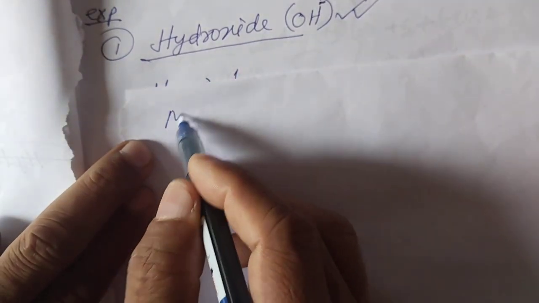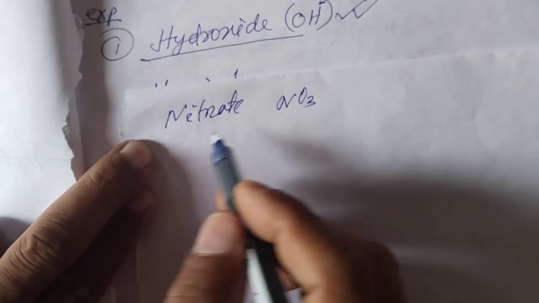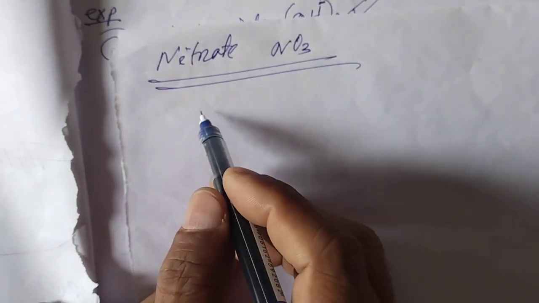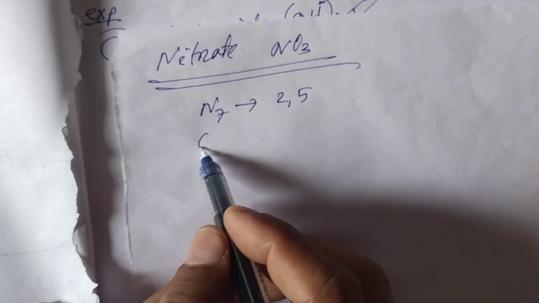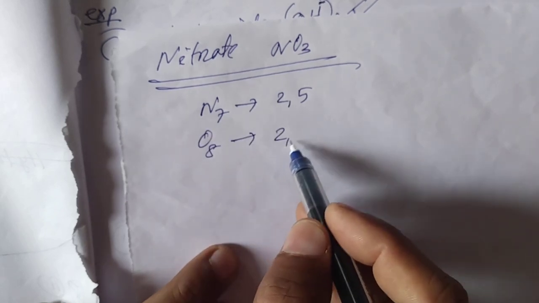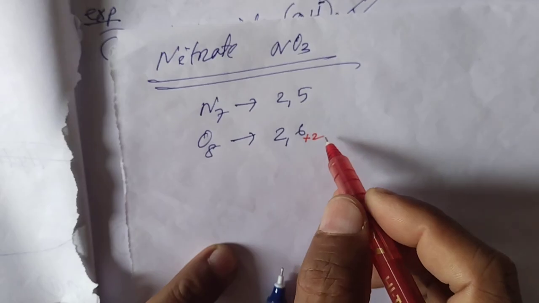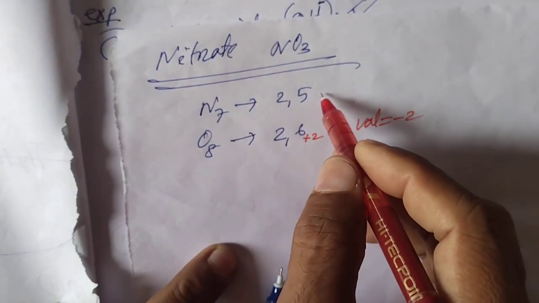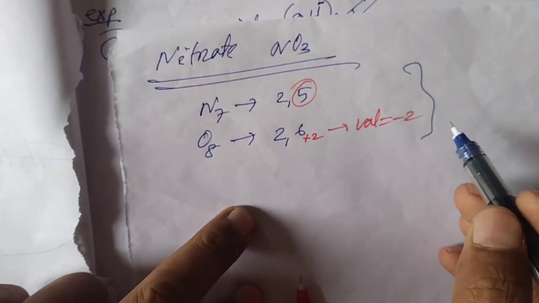Nitrate, I am taking the next compound, a polyatomic compound, nitrate, NO3. What will be its valency, you see? Here hydrogen is not there, so oxygen has negative valency. Nitrogen 7, 2 and 5. Oxygen 8, it will be 2 and 6. So oxygen will borrow 2 electrons to get 8. So oxygen valency is -2. And here the valence electron is 5. So it is done like this.